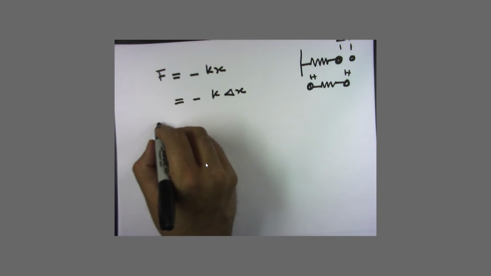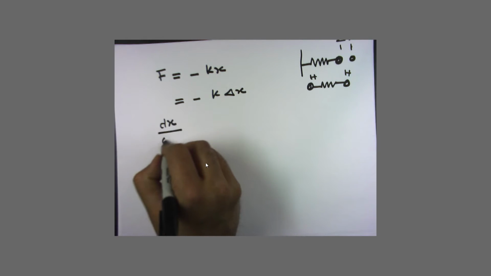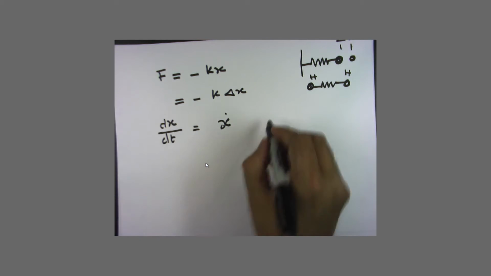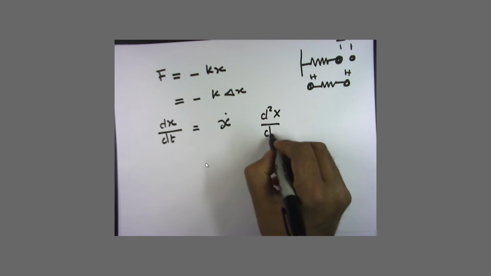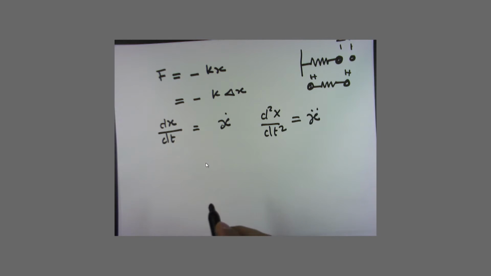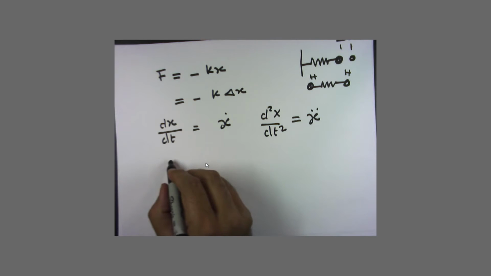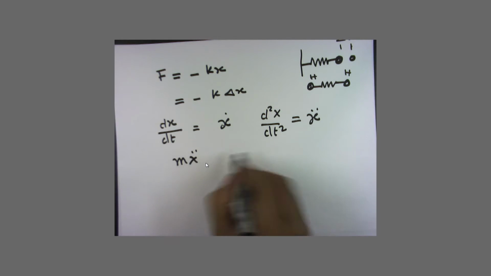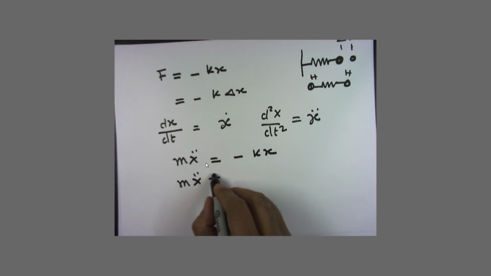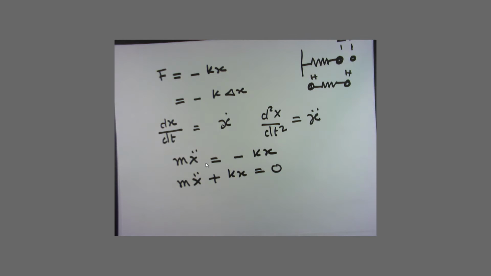So, now let us look at dx over dt, we are going to represent that by x dot, and d square x over dt square we are going to represent by x double dot. So, now we know that if we create this equation, we have m x double dot, the second derivative, equal to minus k x. We did that earlier. Now, if I bring it to the other side of the equality sign, m x double dot plus k x is equal to 0. So, now we can put a generalized solution.